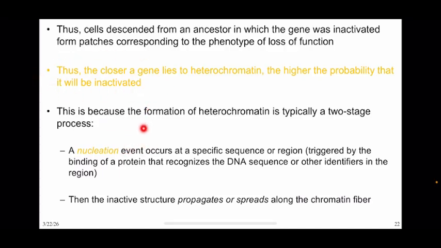This is because the formation of heterochromatin is typically a two-stage process. The initial stage, which is the nucleation event, is triggered by the binding of a protein that recognizes the DNA sequence or other identifiers in the region. After the protein binds and recognizes the DNA sequence, the inactive, heterochromatic region is going to spread along that chromatin stretch, right?